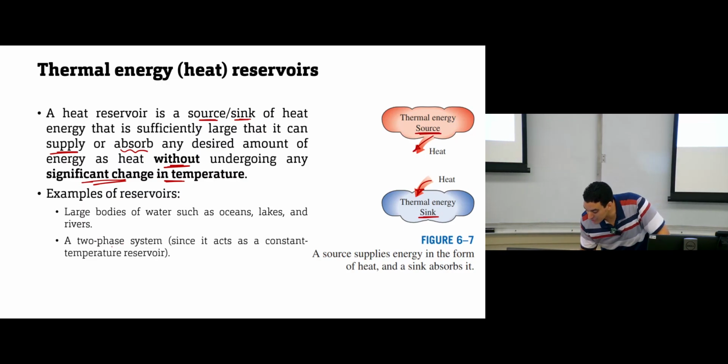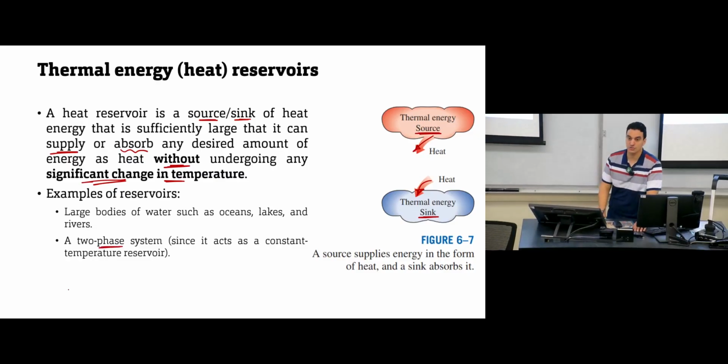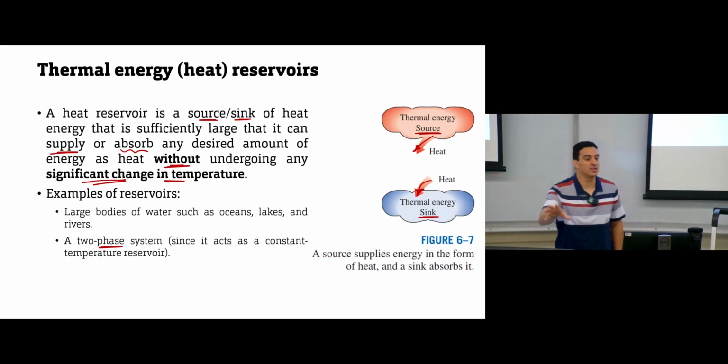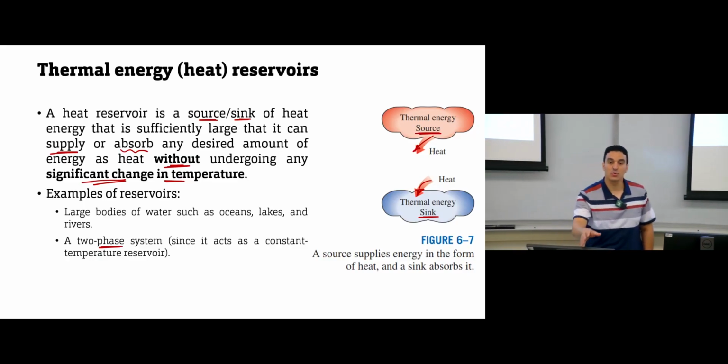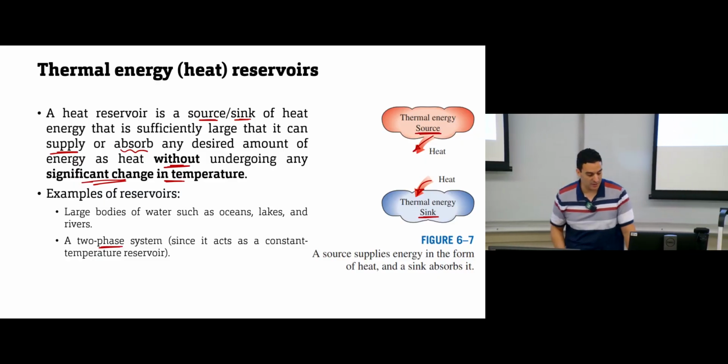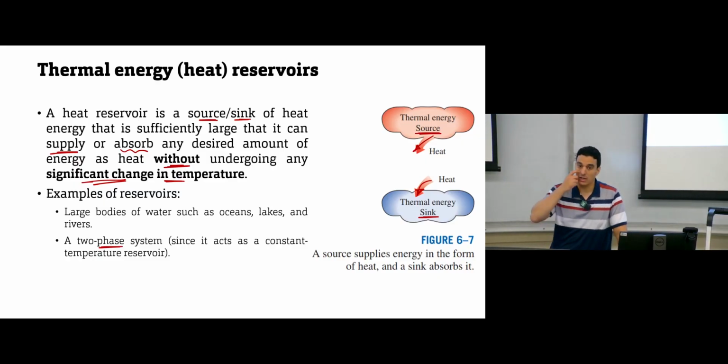If we have a two-phase system, like a phase change process. If you remember from chapter 2, phase change for a pure substance happens at constant temperature and constant pressure, right? It can absorb heat or it can release heat. This heat is called latent heat. This latent heat doesn't cause temperature changes. So these two-phase systems act as a reservoir temperature. You can add heat or remove heat during the phase change process without temperature change.